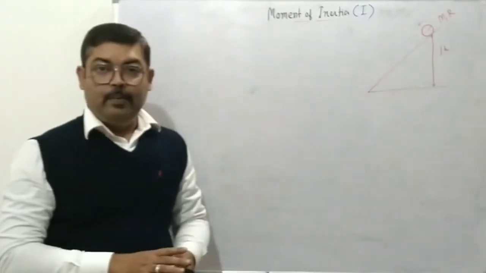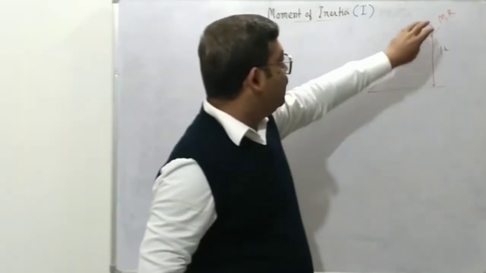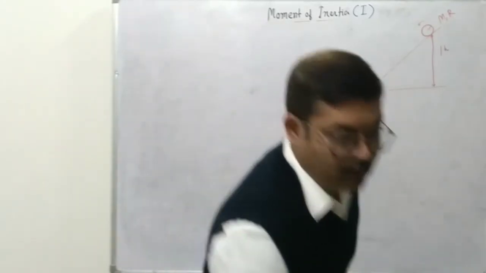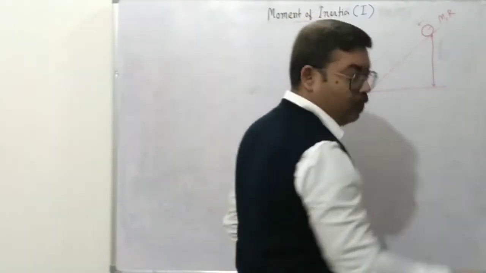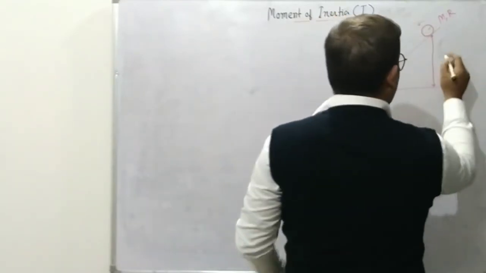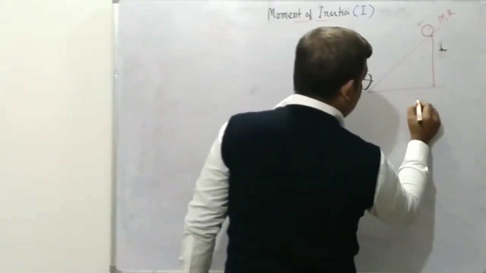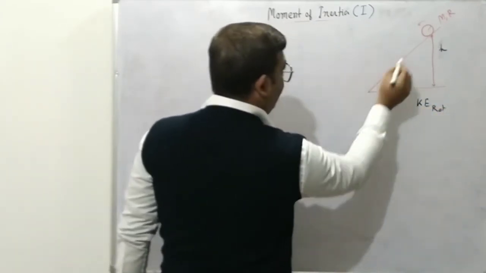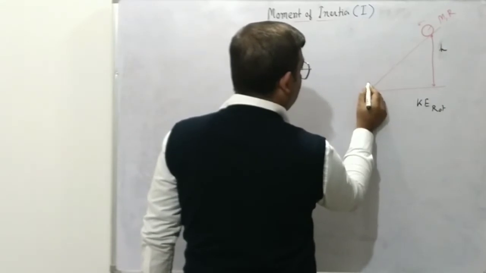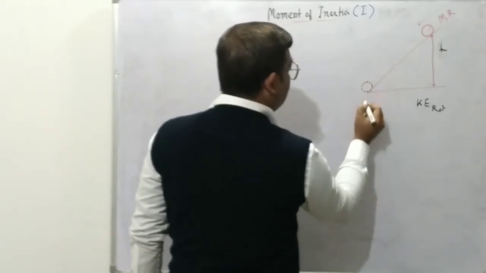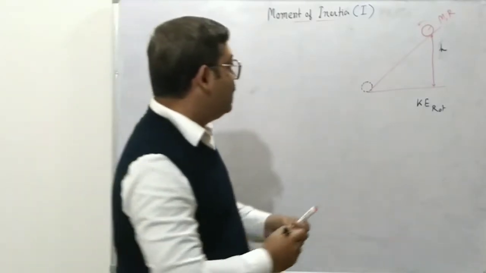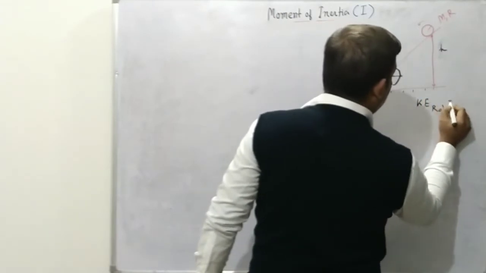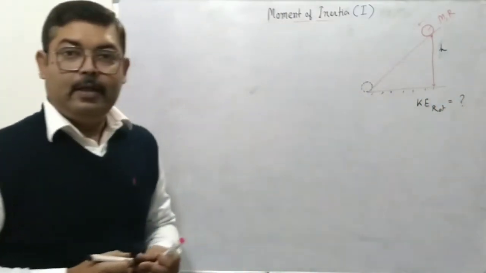Okay, now the next problem is that a solid cylinder rolls down an inclined plane from a height of h. The height of the point from which it is released is given by h. What will be its rotational kinetic energy when the cylinder reaches the end of the incline, that is the foot of the incline, that is the ground level? We have to find the rotational kinetic energy when the cylinder reaches the ground level.